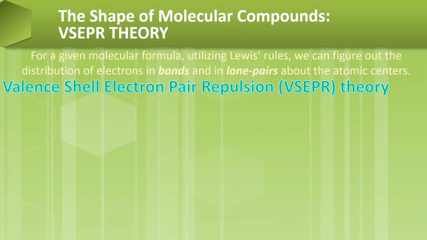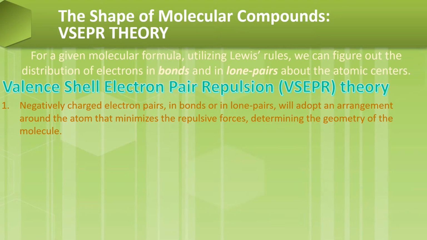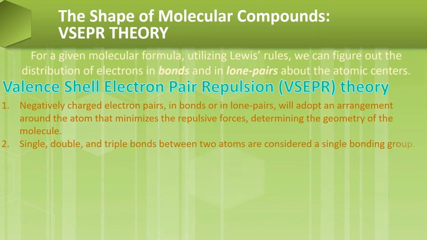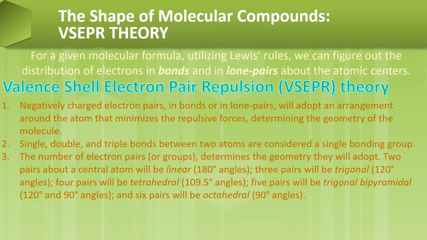Now let's look at the fundamental tenets of the VSEPR theory. The fundamental force driving VSEPR theory is that negatively charged electron pairs, whether they be in bonds or lone pairs, will adopt an arrangement around the atom that minimizes the repulsive forces and will determine the geometry of the molecule. Single, double, and triple bonds between two atoms are considered a single bonding group. The number of electron pairs or groups determines the geometry the molecule will adopt.